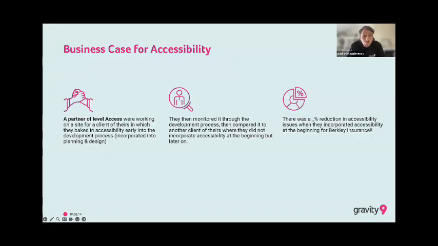The amount that it was reduced was 90%. There was a 90% reduction in accessibility issues that the other company had to fix, basically. So if you're not pricing accessibility in early, in the design and planning stages, get it in there now, because it'll save you a lot of money.